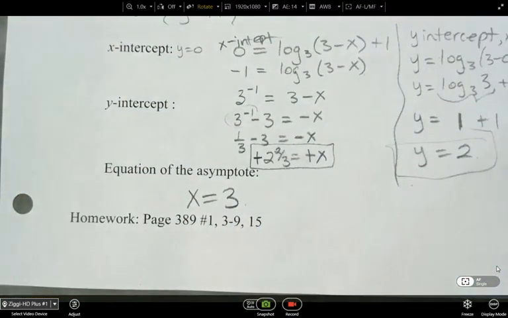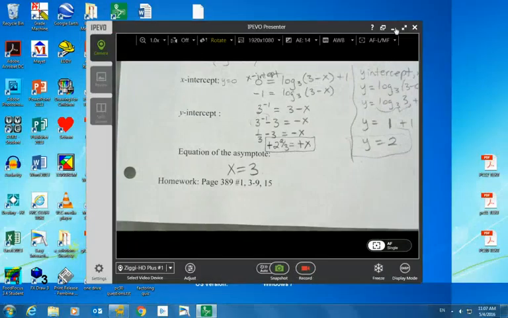So make sure you do your homework. All right. Oh, and I'm so excited about the next one. 8.3, laws of logs, my fave. Log laws. Log, log, log.